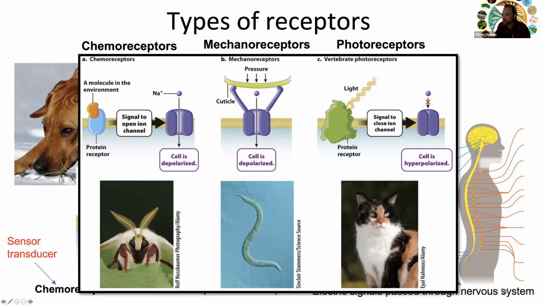Your central nervous system is not good at picking up heat directly. But these receptors can pick up heat and then translate that into an electrical signal that can be transmitted throughout your body for you to respond to it.